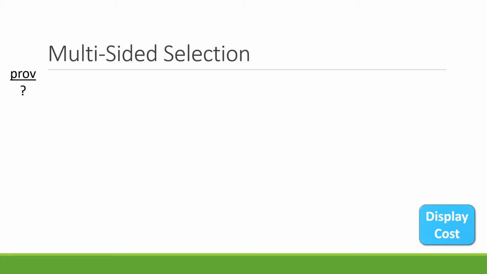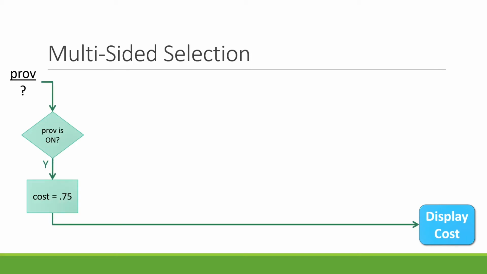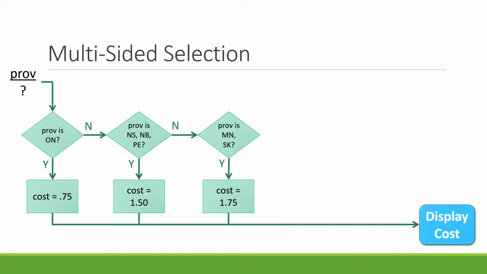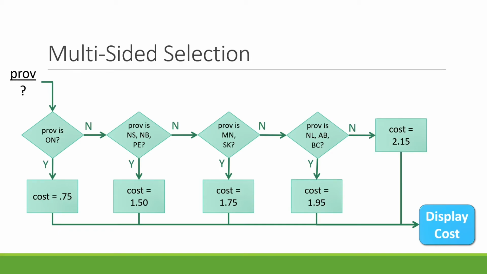For example, a multi-selection will allow you to determine the cost of shipping a package to different provinces. If that package stays in Ontario, you might charge 75 cents per kilogram. But if the package is going to Nova Scotia, New Brunswick, or PEI, we would charge $1.50 per kilogram. Or if the package is going to Manitoba or Saskatchewan, we would charge $1.75 per kilogram. Or if the package is going to Newfoundland, Alberta, or British Columbia, we'd charge $1.95 per kilogram. And lastly, if the package is going to none of these destinations, but to somewhere else in Canada, charge $2.15 per kilogram.